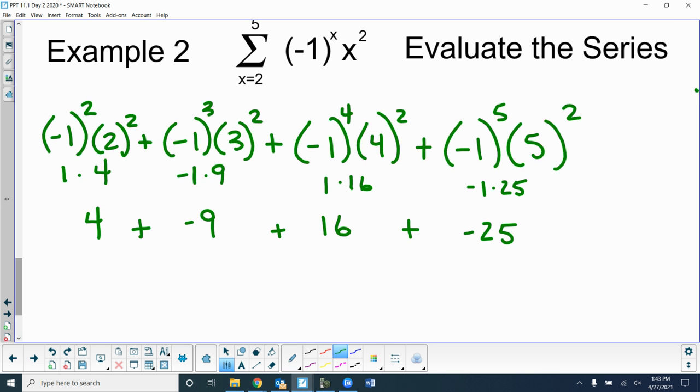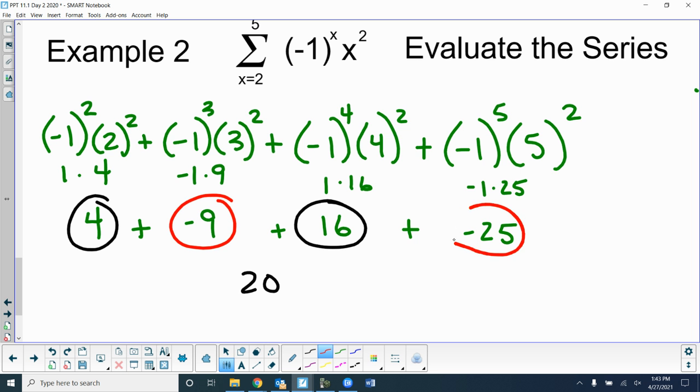Okay. When I see positives and negatives like this, I usually take the positive numbers and add those, and I'll take the negative numbers and add those, and then find my answer by doing that problem. It doesn't matter what order. You go 4 minus 9 is -5, plus 16 is 11, minus 25 is -14. Making sense? Any questions?